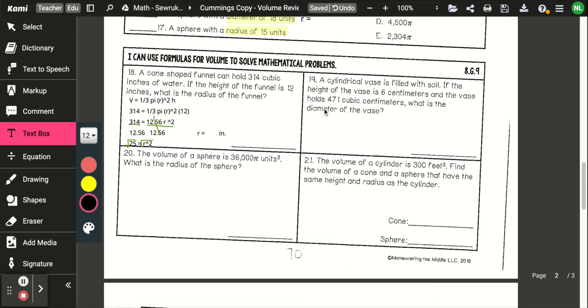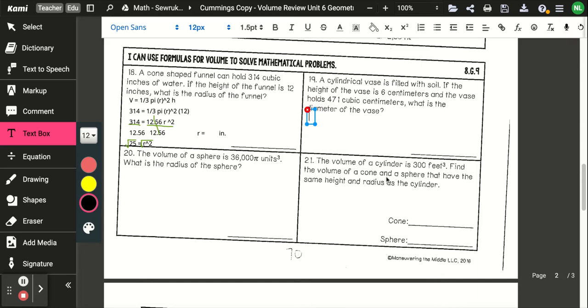All right, the next part says a cylindrical vase is filled with soil. If the height of the vase is 6 centimeters and the vase holds 471 cubic centimeters, what is the diameter of the vase? So again, you need to write the formula down. V equals, for a cylinder, we're working with pi r squared times the height.